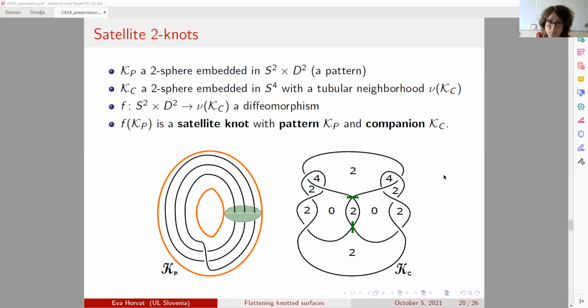Now, to take an example, on the left here, you can see a simple pattern that just winds around the 2-sphere 3 times, so that its winding number is 3.